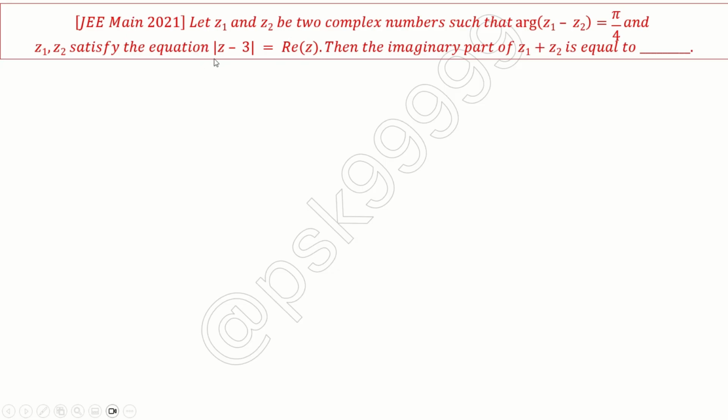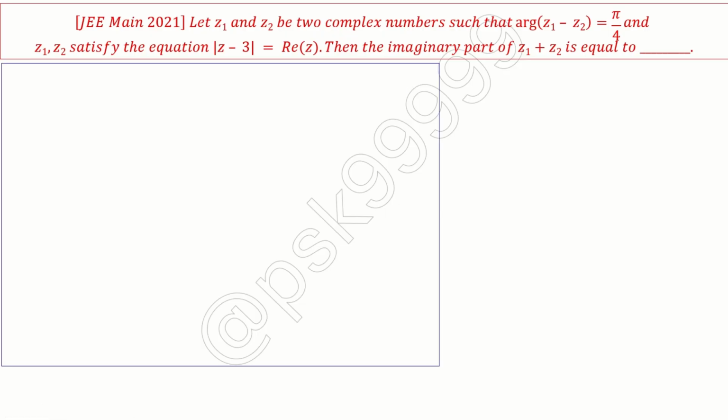Okay. So as I said in the previous question also, complex numbers and geometry are very closely tied together in these problems. So in JEE Mains you always get 1 or 2 problems. This is also another type of problem, exactly the same as before. You just need to find out the equation and then put Z1, Z2 on the equation. Okay. So two conditions are given: Z1, Z2 satisfy this equation, and arg of (Z1 minus Z2) equal to 5 by 4.